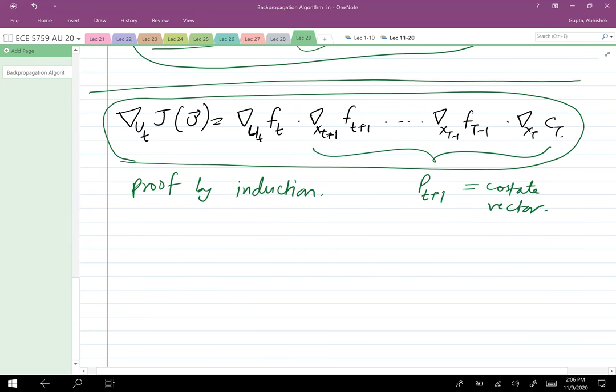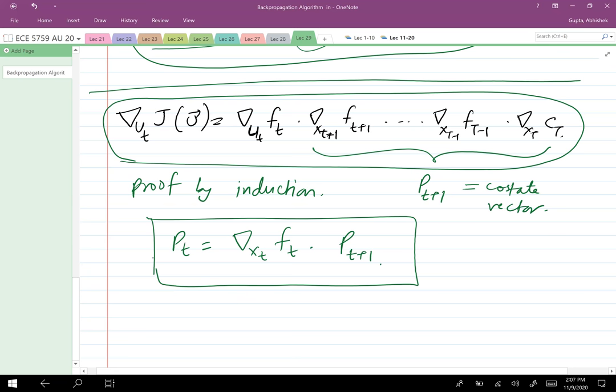Okay. So what's the update equation for the co-state vector? So what is pt equal to? So pt is gradient of Xt Ft times pt plus one. Okay, that's the recursive equation for updating the co-state vector. And as you can see, this vector is defined in a backward fashion. So pt is defined in a backward fashion. So you need to know the value of pt plus one in order to compute pt. More importantly, p capital T would be the gradient of Ct. That's how you initialize the co-state vector.